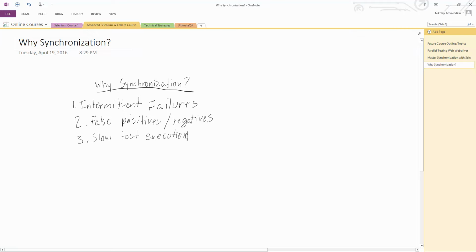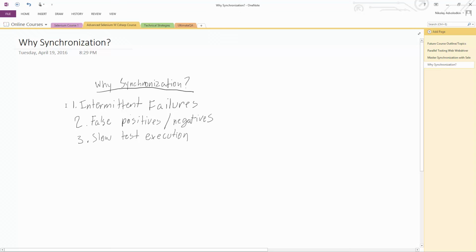Problems with your synchronization throughout the test can lead to three problems: intermittent test failures, false positives and negatives, and slow test execution. So, did you guys see how when we were debugging our code locally on our computer and we were stepping through it, everything worked, right? But then when we ran it in the CI environment, it did not work and it failed because the test was too fast for the application.